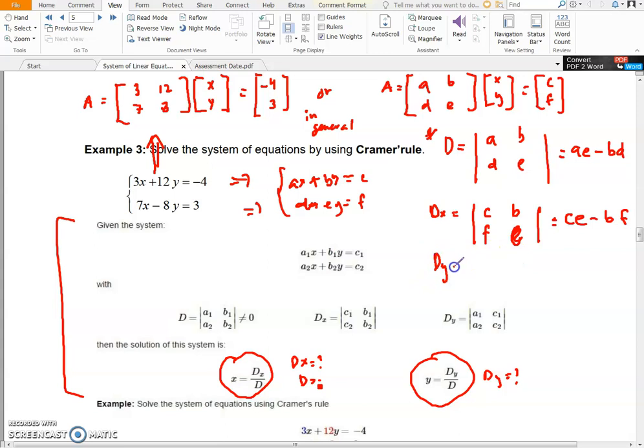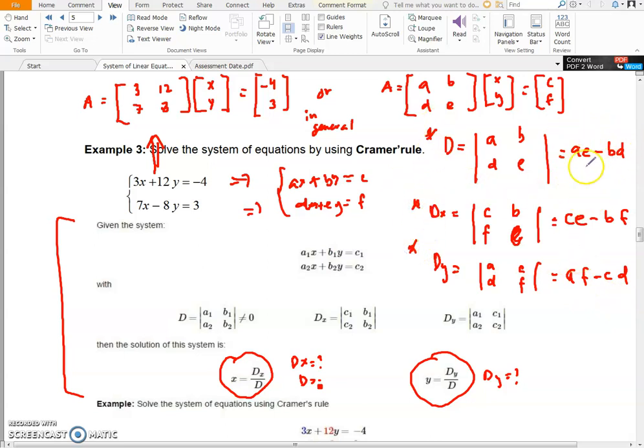And for dy, I think you can guess. For dy, we are going to change the part of y, because B and E are represented by the y variable. So here you are going to change the part of B and E to C, F. And the part of x remains the same, which is A and D, so you are going to get A times F minus C times D. Okay, this is the formula that we are going to apply.